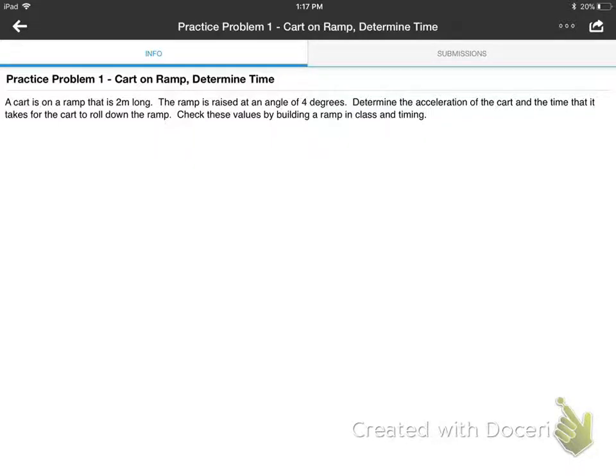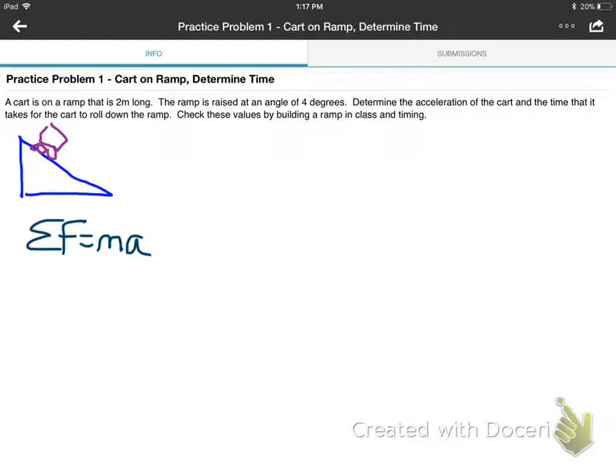All right, so here's a solution to the first practice problem. So we got a cart on a ramp, and we'll draw some wheels on there, and we want to know what its acceleration is. So we're going to use forces to solve for acceleration. The sum of the forces equals mass times the acceleration. And we need to solve this left side here, what forces. So to do that, we have to know what forces there are.